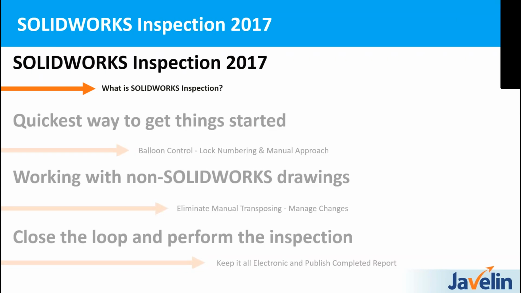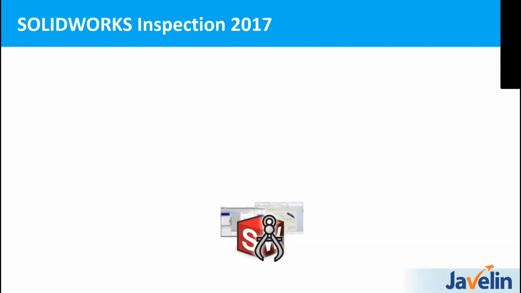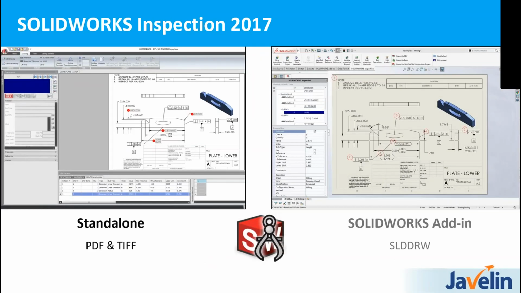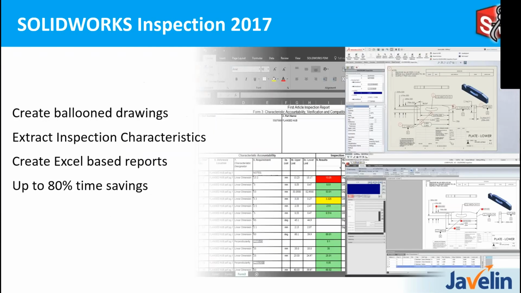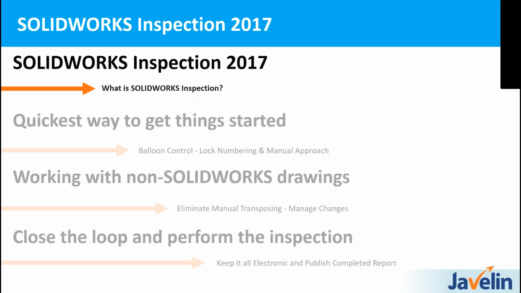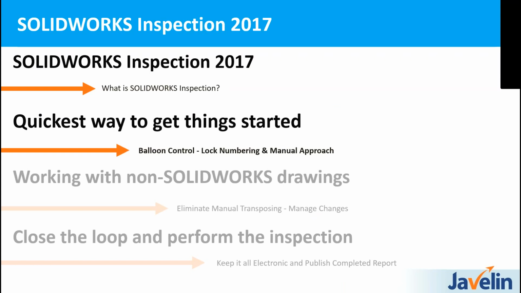So what is SOLIDWORKS Inspection? It comes in 2 interfaces. It comes in the standalone, which will work with PDFs and TIFFs, and it comes in the add-in, which starts an inspection drawing right from the SOLIDWORKS interface. SOLIDWORKS Inspection automates the creation of balloon drawings. It will extract your inspection characteristics, and it will create your Excel-based reports, and we're going to take a look at those. All these combined will give you up to 80% in time savings.